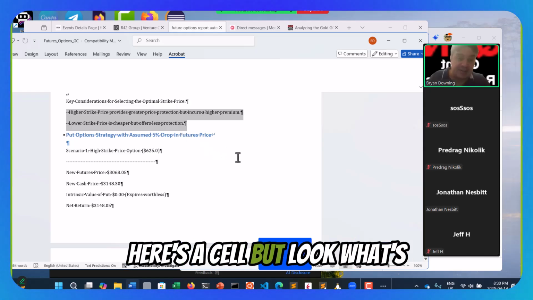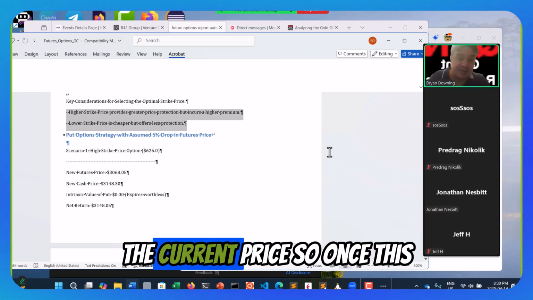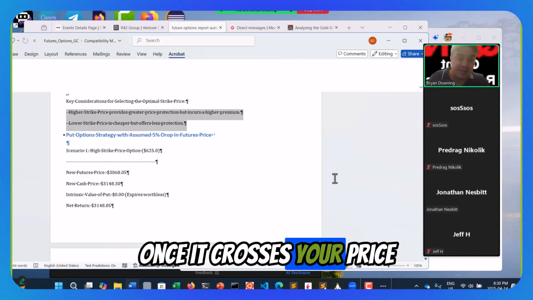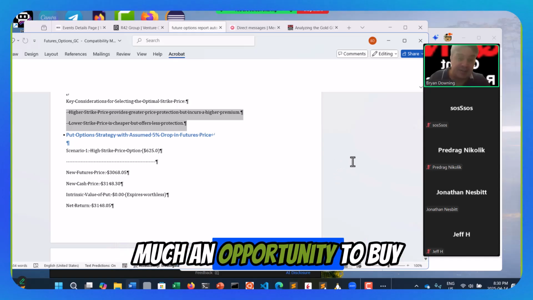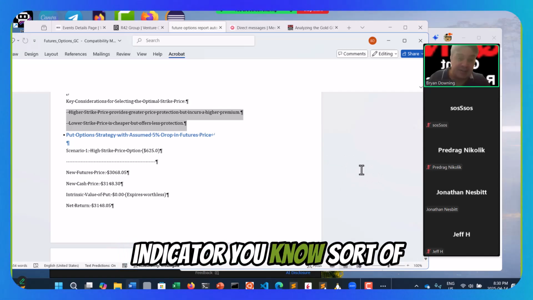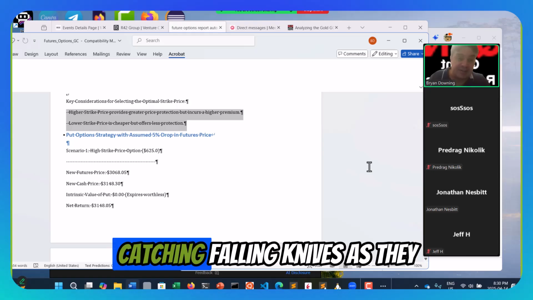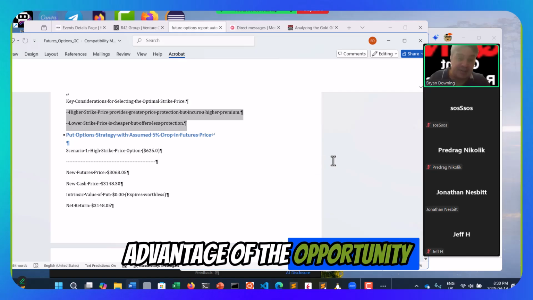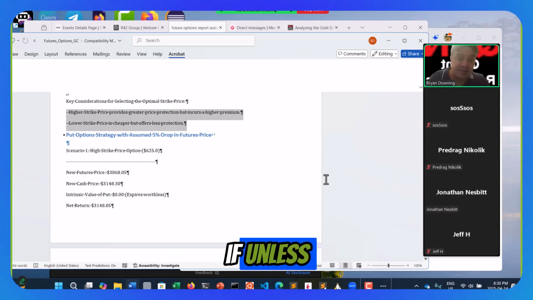You can see right here, here's a sell, but look what's happening. These two are about to cross, the 5 day SMA and the current price. So once this orange, the 5 day SMA, crosses your price, guess what? You're now going to be selling. So you didn't have much of an opportunity to buy into the market. So just using this one little indicator, sort of when to stay out of the market, unless you like shorting and catching falling knives, as they call it, or just take advantage of the opportunity right here on that cross on the SMA, along with the selling.